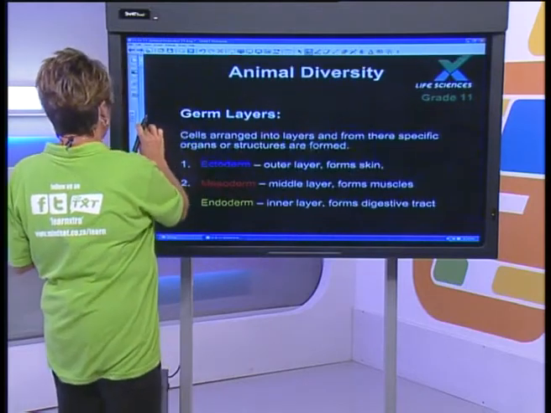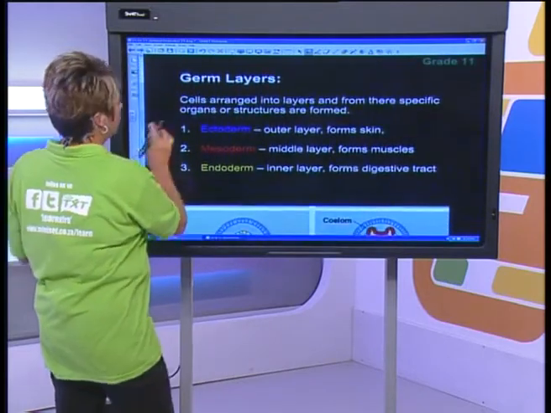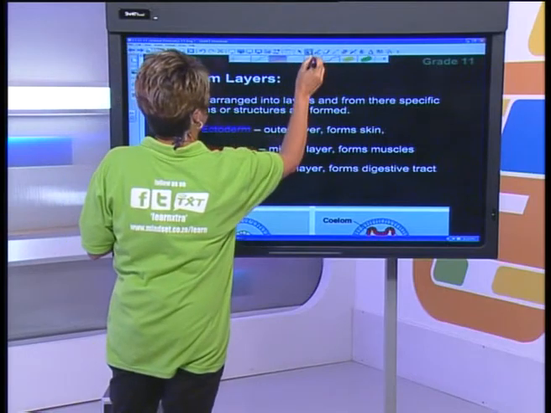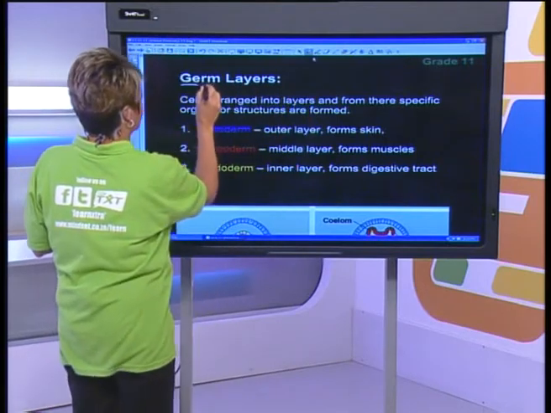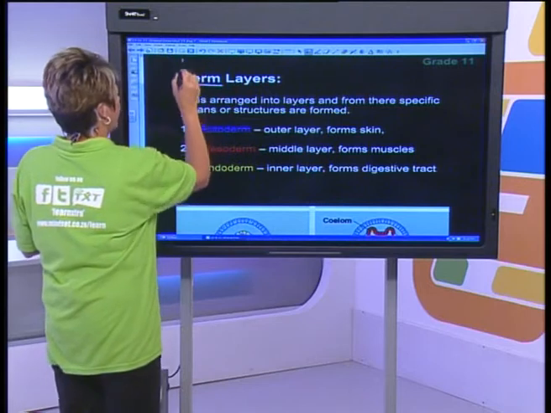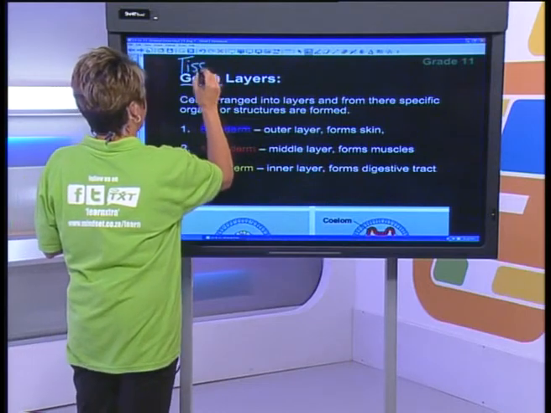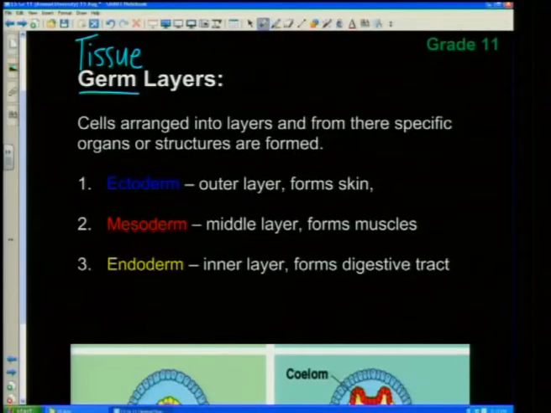Now, we're moving on to the next aspect, and we are going to look at the germ layers. Now, not germ like you know germs. I'm going to replace that word with tissue layers, germ or tissue layers. Now, where do these layers come from? I want to just quickly explain this.